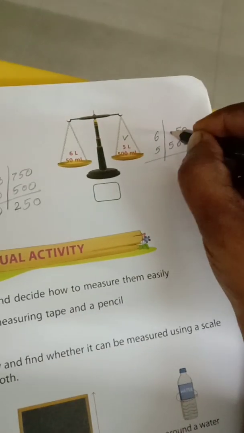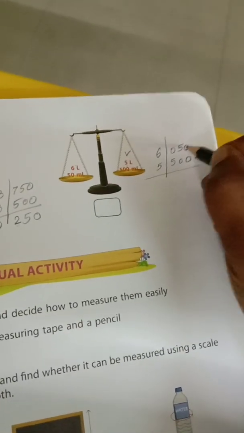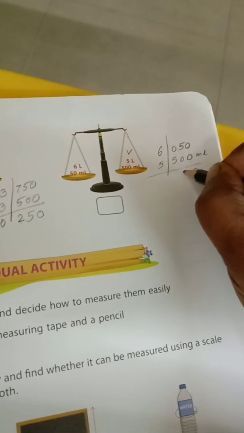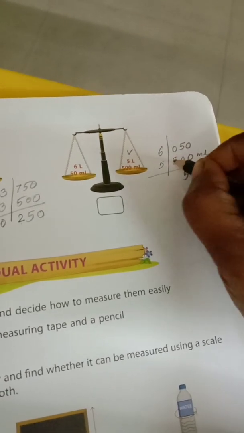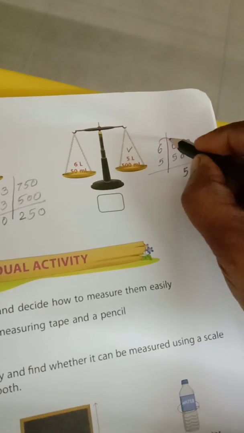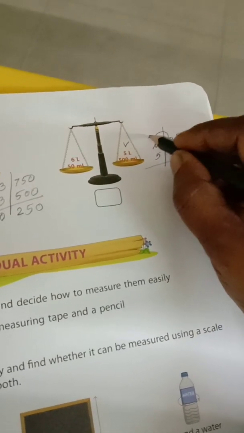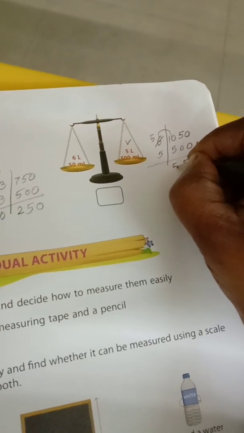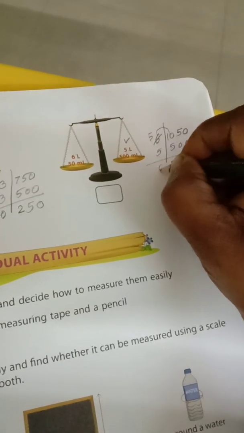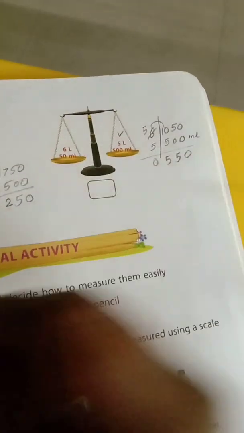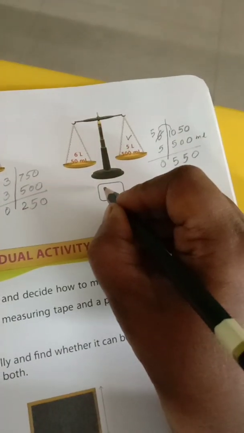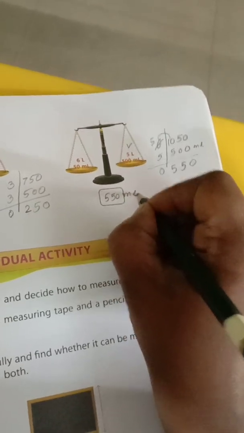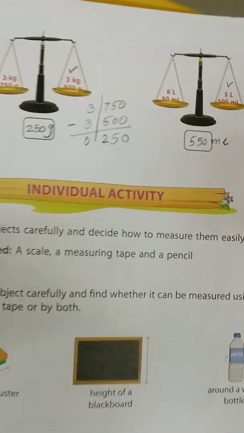Okay. Then here 0 minus 0, 0 only. 5 minus 0, 5. From 0 you can't deduct 5. So borrow from here. This will become 10 and this will become 5. 10 minus 5 is 5. 5 minus 5 is 0. So 550 milliliter you need to add. 550 milliliter. Okay.